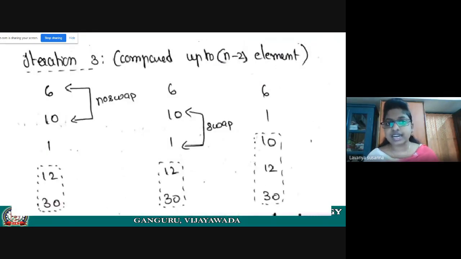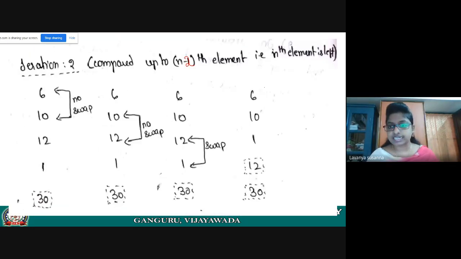Now this is the third iteration. Compare up to n minus 3, not 2. Rectify this. Now, in the previous step, you got a resultant array. This array you need to take as input to the next iteration. In the second iteration, you got 6, 10, 1, 12, 30. The second largest element came to its position. Now don't consider 12.